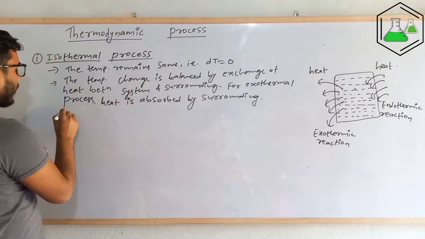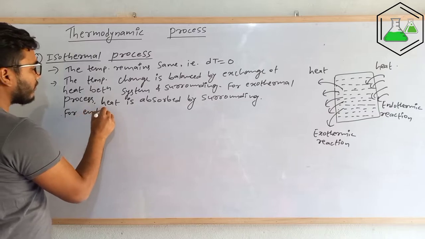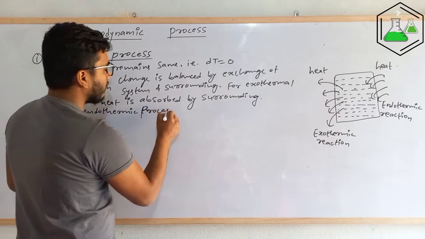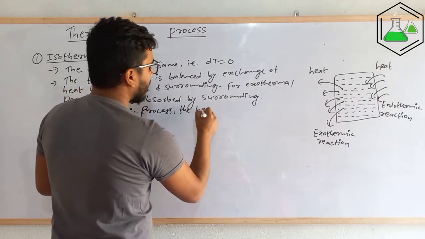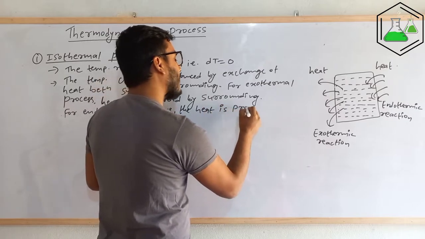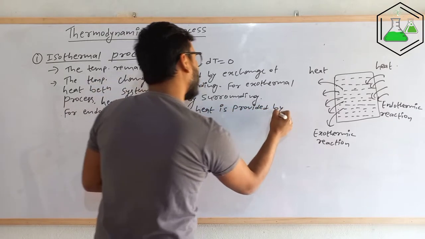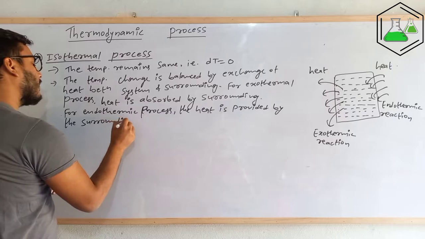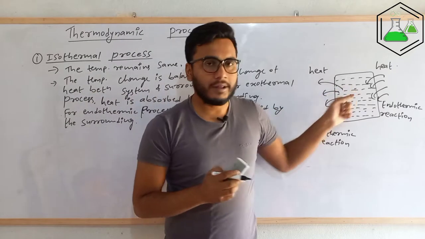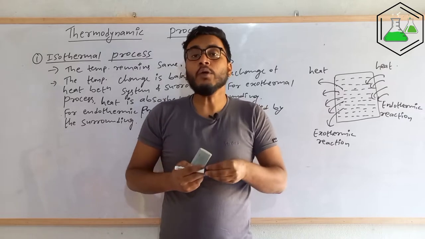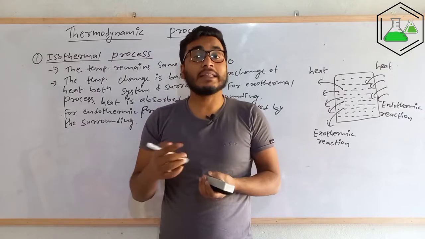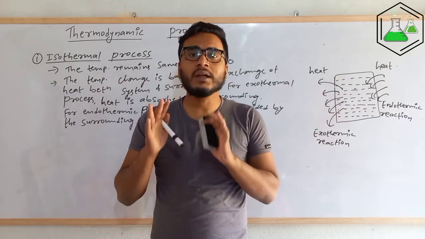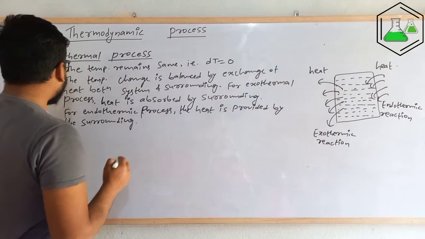Similarly, for endothermic process, the heat is provided by the surrounding. We know that in endothermic process, the temperature decreases and it needs energy in order to maintain the temperature. And that heat energy is provided by the surrounding so that the temperature inside the thermostat will remain the same. Now, these are the two points that you must remember.